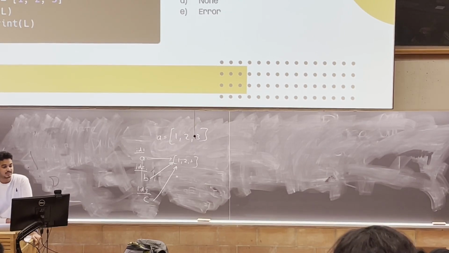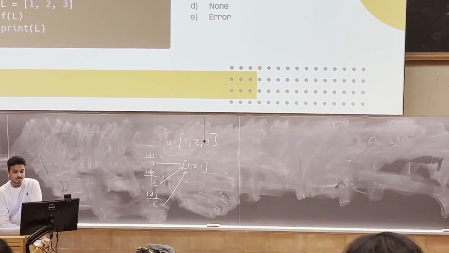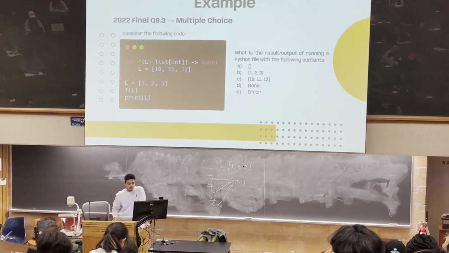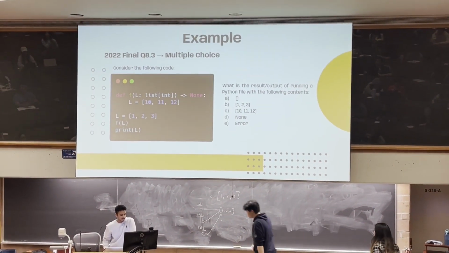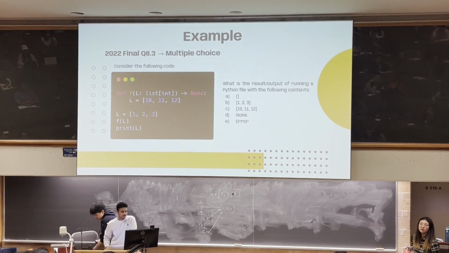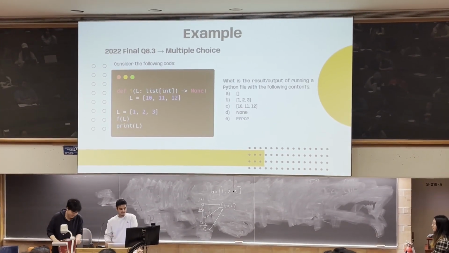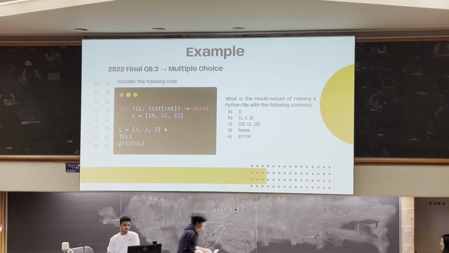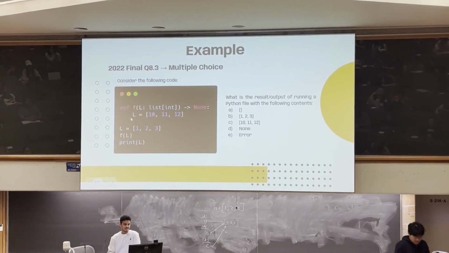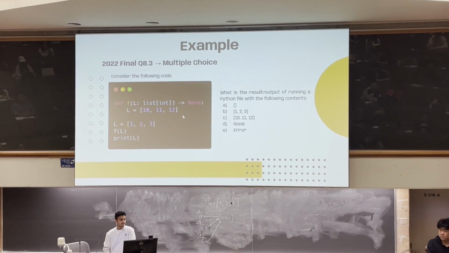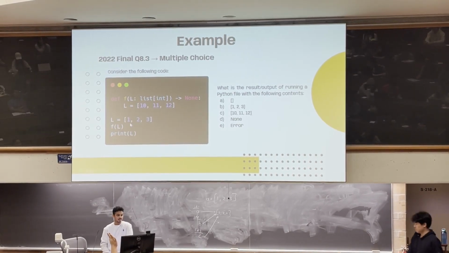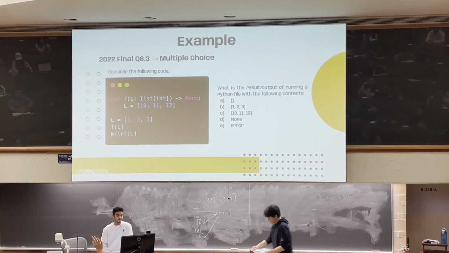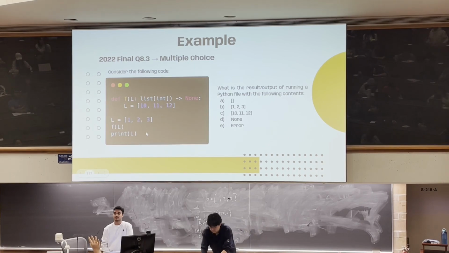Okay, next question. What is the output of running the Python file with the following contents? So we have a function that takes an input L, a list of integers, and returns nothing. This is what this means. Inside the function we have L equals 10, 11, 12, and outside the function we have L equals 1, 2, 3, we pass in that array and we print the array. What do you think the answer is?